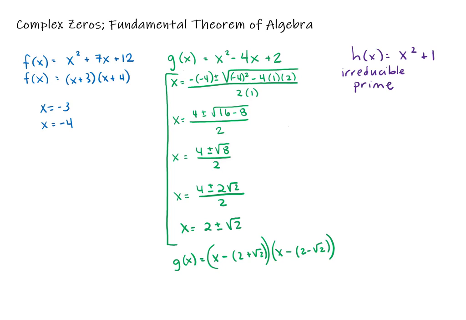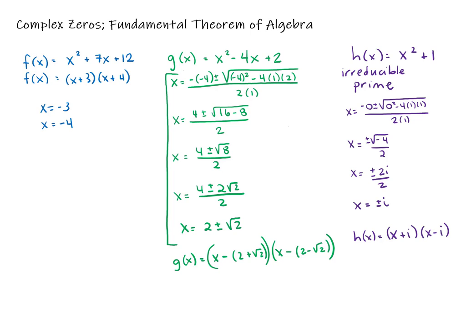And then we have h of x, which is x squared plus 1, which if I asked you to factor it before, we would probably accept the answer that it's an irreducible prime. It does not factor. Let's see what happens when I use the quadratic formula on that. So using the quadratic formula yields the result that x is equal to plus or minus i, meaning that I can factor h of x to be x plus i and x minus i. Notice that each of these factors is not real.